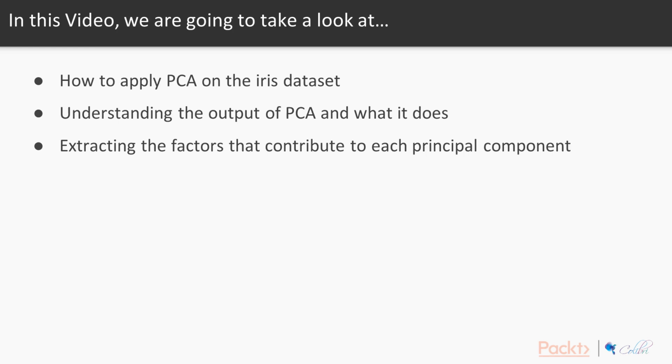In this video, we're going to take a look at how we can apply PCA on the iris dataset. We're then going to look at how we can understand the output of PCA and what it does. And lastly, we're going to get the meat of the solution by extracting the factors that contribute to each principal component. Let's go in and take a look.